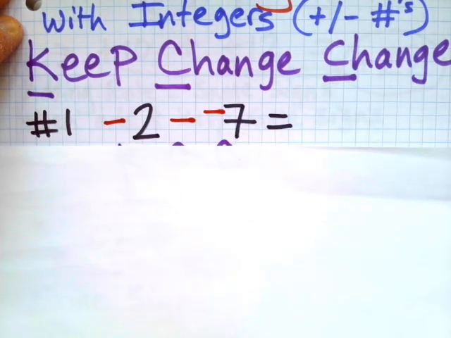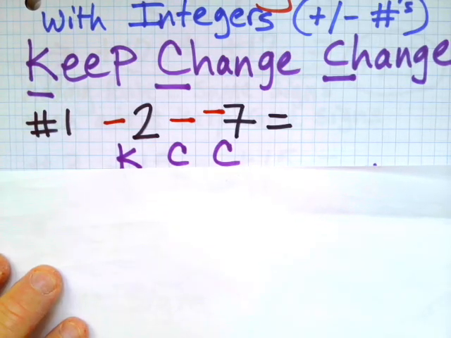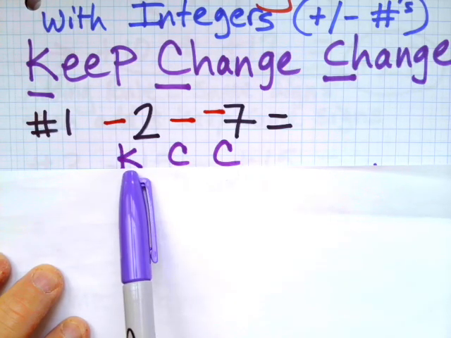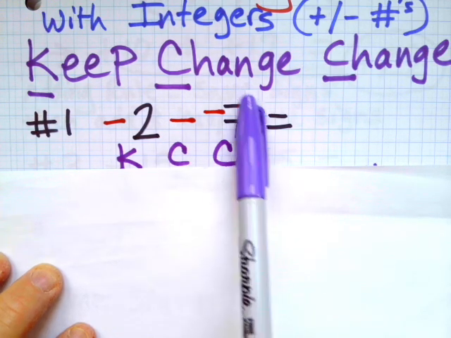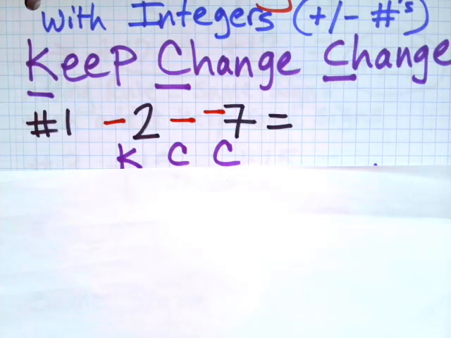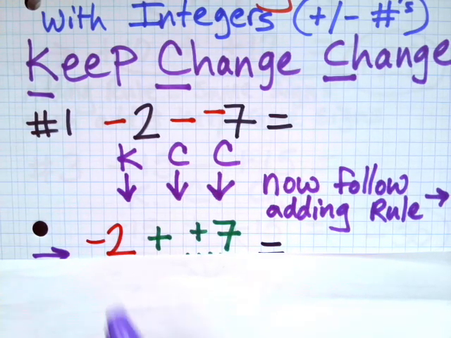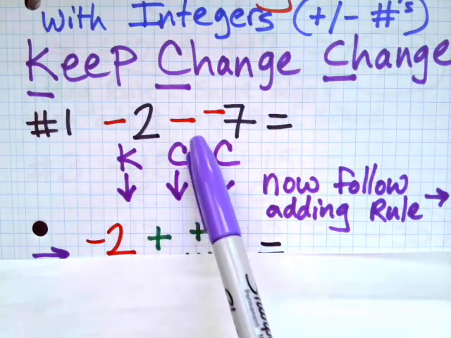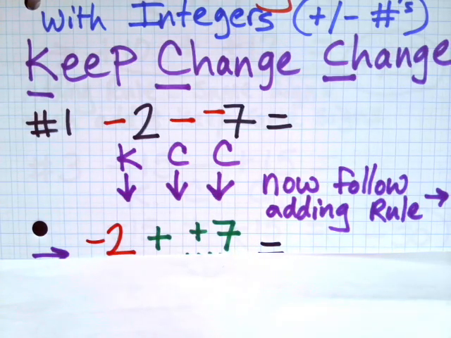So let's take a look at problem number 1. We're going to keep it, change it, change it. Go ahead and push pause. Check your answer. See how well you do with just the keep, change, change. All right, so that negative 2, we're going to keep it a negative 2. We're going to change that subtraction to addition, and we're going to change that negative 7 into a positive 7. Now you need to follow the addition rules.